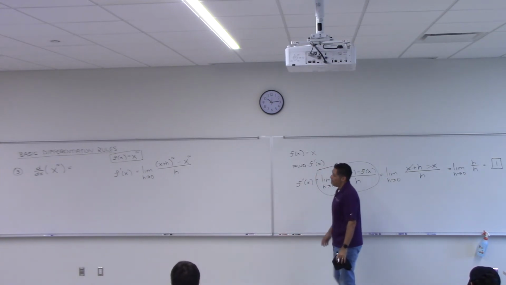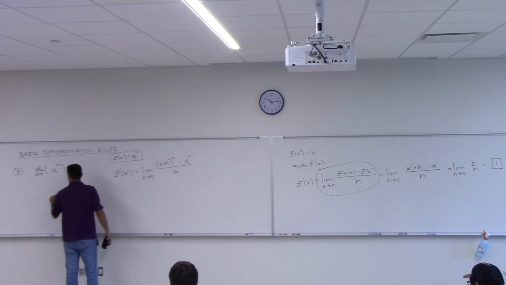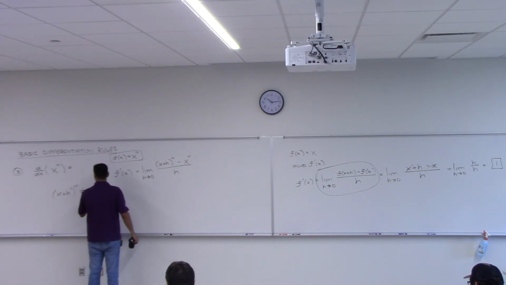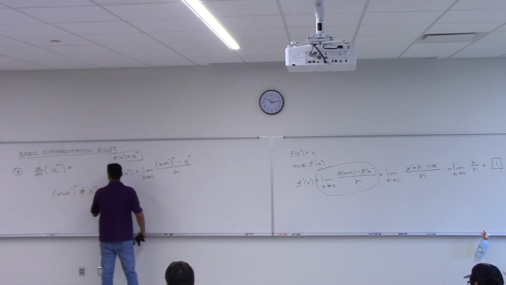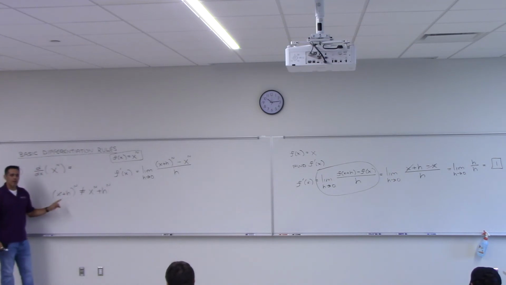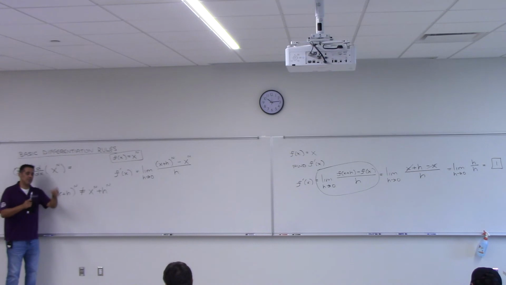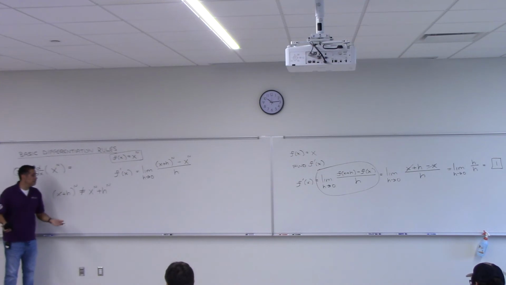Now, x plus h to the n is not x to the n plus h to the n. That's not what that is. That's not the way our algebra works, right? Like if this was squared, you don't just square each one, you'd have to FOIL it, wouldn't you? If this was cubed, you don't cube each one, you'd have to do x plus h times x plus h times x plus h, right? So what is x plus h to the n?